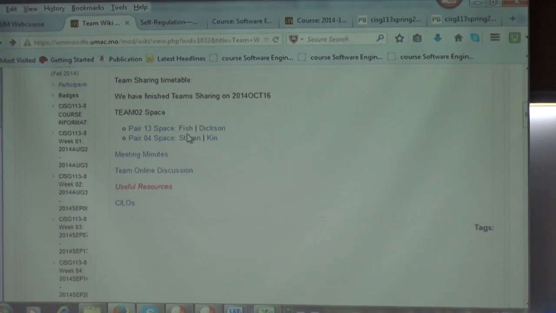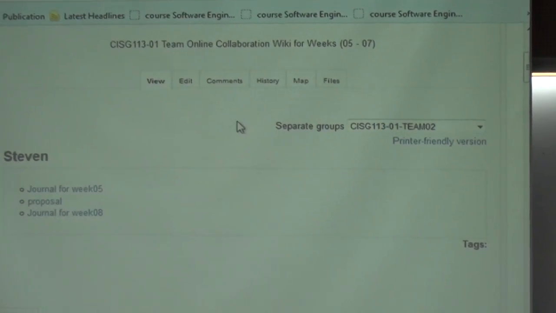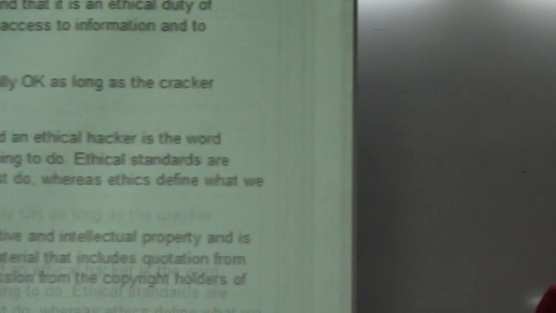And we have done our journal. This is my journal. The topic is wireless network security. And we also have the meeting minutes. In the first meeting, we have two choice topics this time, and the topic range is week 8 to week 10. We are ready to do our journal.